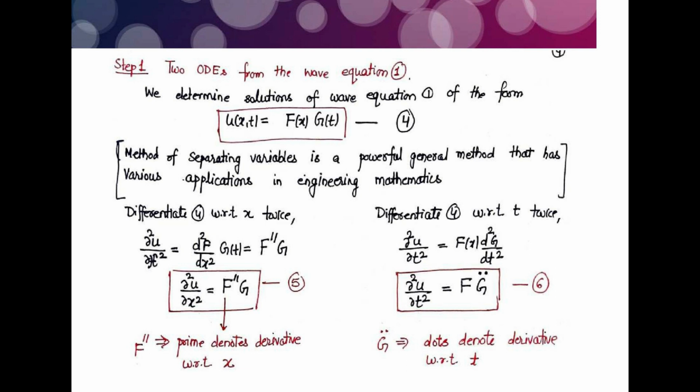Now again start with equation number 4, differentiate it with respect to time t twice and find out the second order derivative of u with respect to t. We get equation number 6. Here this G double dot denotes derivative with respect to time. So finally using 4 we have equation number 5 and 6, derivatives of u with respect to x and t.